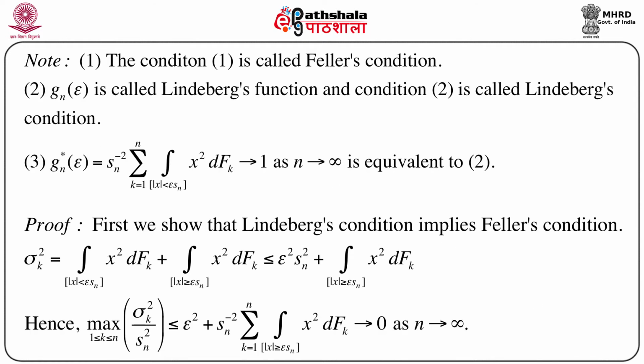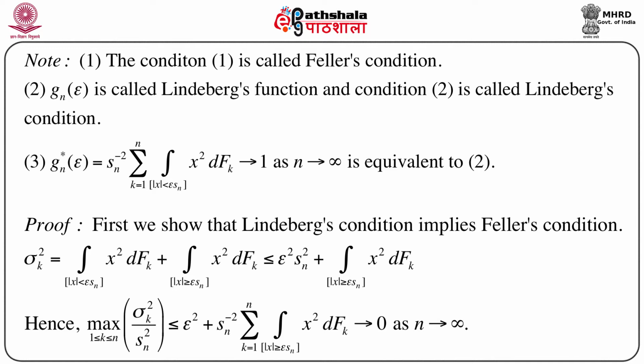A couple of important notes: condition 1 is called Feller's condition and condition 2 is called Lindbergh's condition, and Gn(epsilon) is called Lindbergh's function.